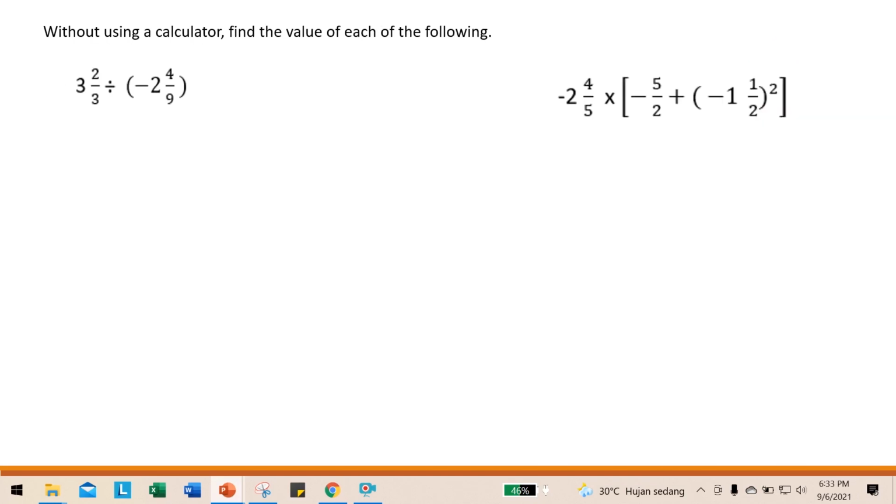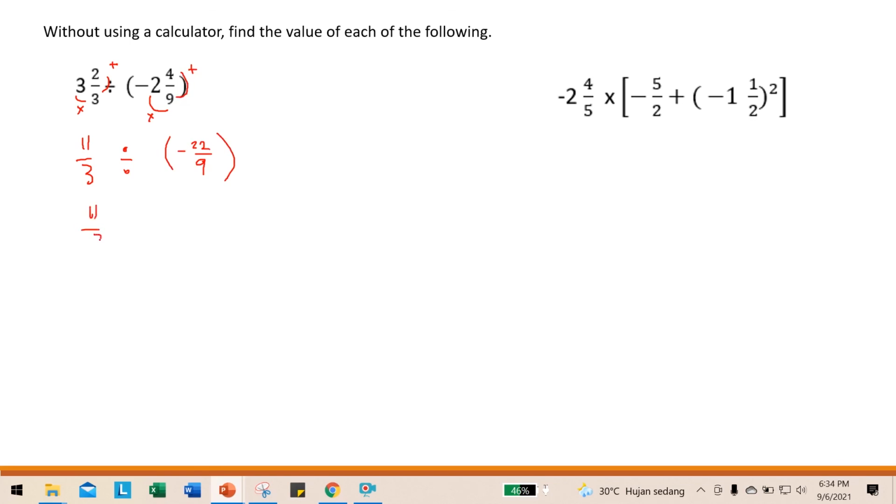Next, how about this one? Without using a calculator, find the value of each of the following. 3 2/3 divided by negative 2 and 4 out of 9. 3 times 3 plus 2. So 11 out of 3 divided by negative 2 times 9 plus 4 equals negative 22 out of 9.